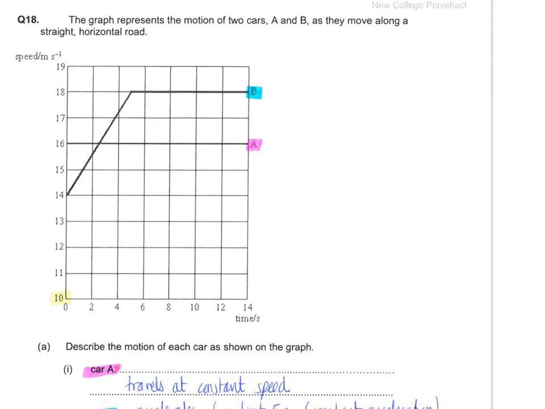So you need to think about the different stages of the journey and think about the separation of the two cars. So at the start, you're told they are level. However, it's worth noting that car A is travelling faster than car B. Therefore, A is going to get ahead, and the distance apart of the two vehicles is going to increase. That distance apart will increase until we reach the time of 2.5 seconds. At this instant, A and B have the same speed.